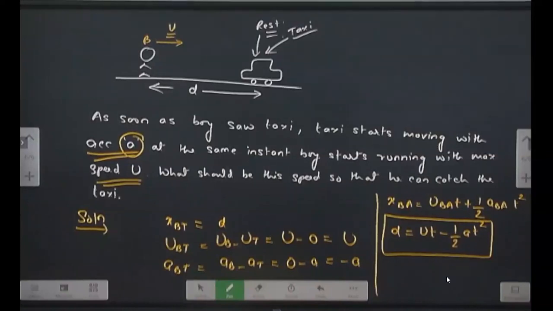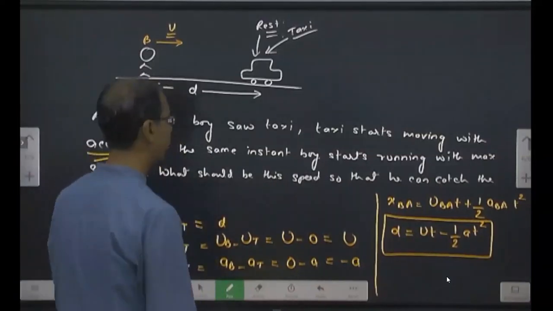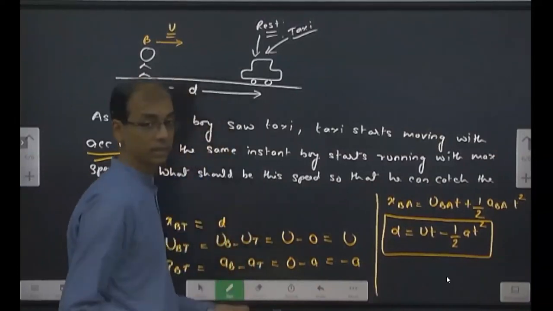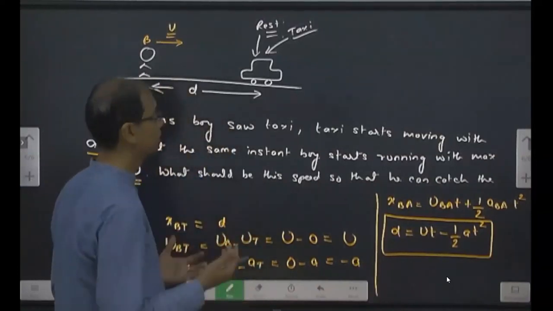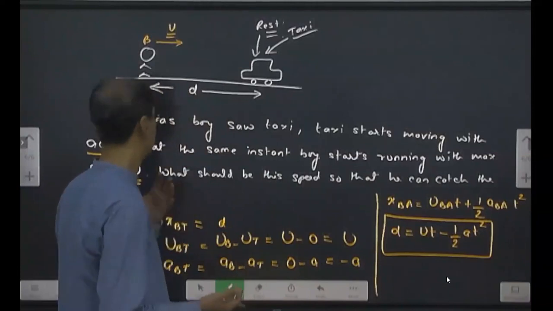Done that? Yes, sir. Okay. So if he would have asked time, we would have solved it, we would have got the answer. But he didn't ask. He said, what should be this speed so that he can catch the taxi.